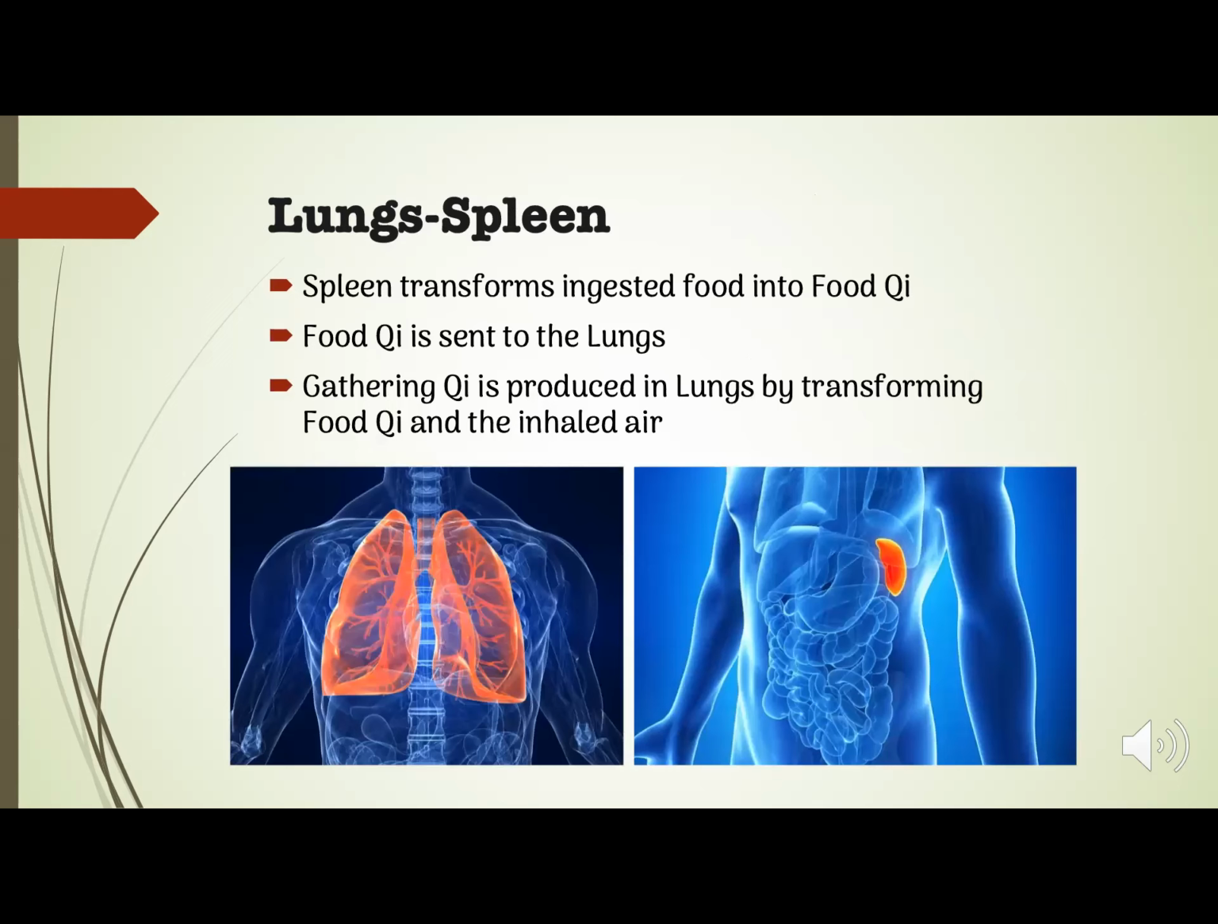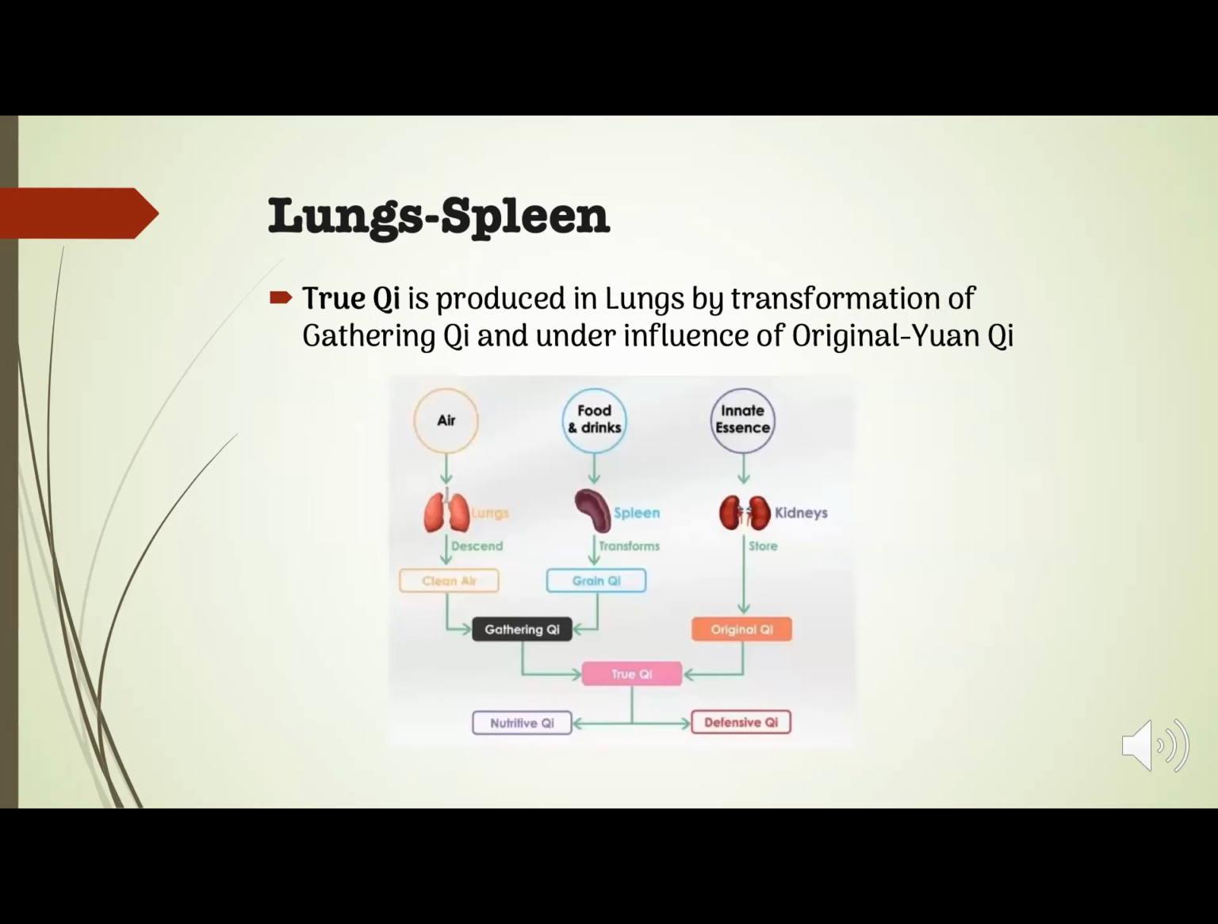Now let's move on to the relationship between the lungs and the spleen. Spleen transforms ingested food into food qi. Food qi is then sent to the lungs, and after that, gathering qi is produced in the lungs by transforming food qi and the inhaled air. True qi is produced in the lungs by transformation of the gathering qi and under the influence of the original yuan qi, as shown in the diagram below.